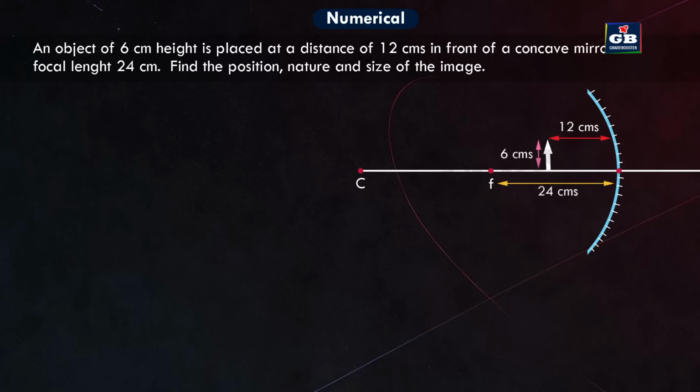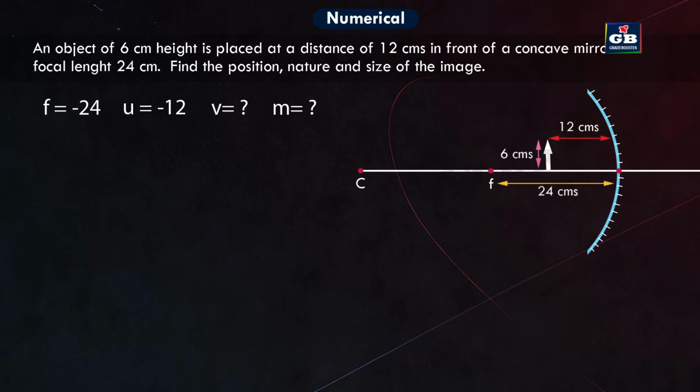Because as per the sign convention, the focal length is on the left side of the mirror, so it is a negative value. And the object is also on the left side of the pole, so it is also negative. So F is equal to minus 24, U is equal to minus 12. And we need to find V, that is image distance, and M, that is the magnification.